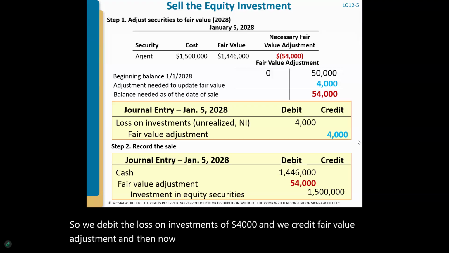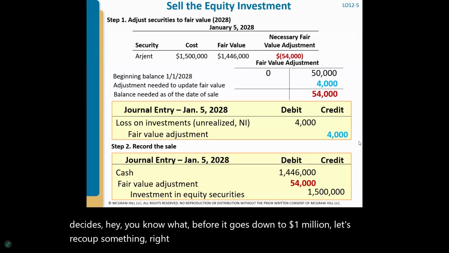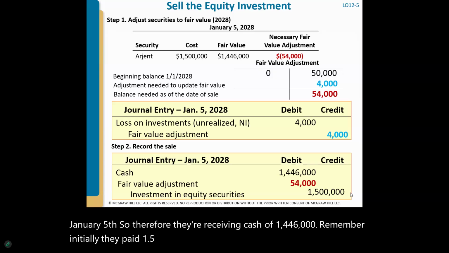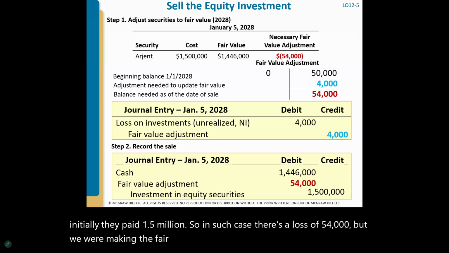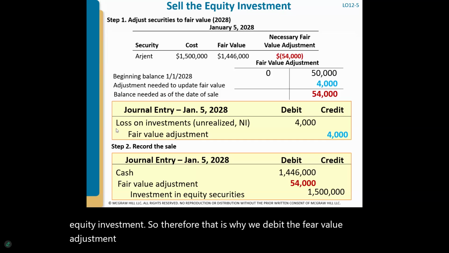And then now we're going to sell it. Maybe the company decides, hey, you know what? Before it goes down to $1 million, let's recoup something, right? So in such case, they decide to sell it for the fair value as of January 5th. So therefore, they're receiving cash of 1,446,000. Remember, initially they paid 1.5 million. So in such case, there's a loss of 54,000, but we were making the fair value adjustments throughout the life of the equity investment. So therefore, that is why we debit the fair value adjustment account, because in our two previous entries, we accounted for the loss.